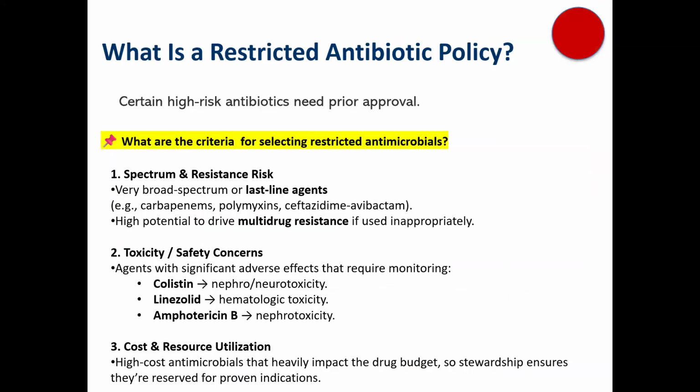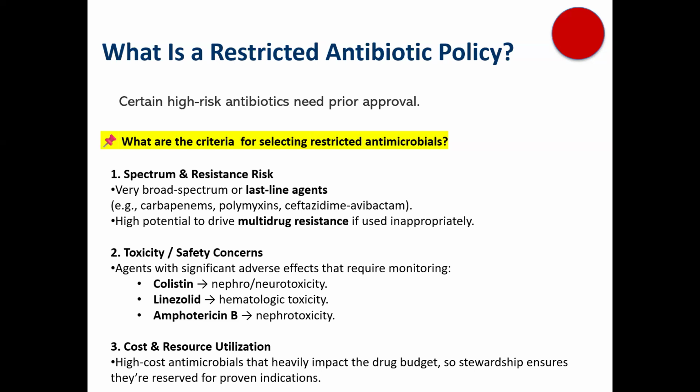So, before starting, we need to know which antibiotics or antimicrobials need to be restricted. Usually the restricted antibiotics are those that carry high risk for the patient and need to be approved before dispensing by the pharmacy. So the criteria for selecting the restricted antimicrobials may be due to the spectrum and resistance risk, where very broad spectrum agents are usually the last line, like carbapenems, colistins, ceftazidime-avibactam. Those usually carry a very potential risk and drive multi-drug resistance, so they need to be used appropriately.